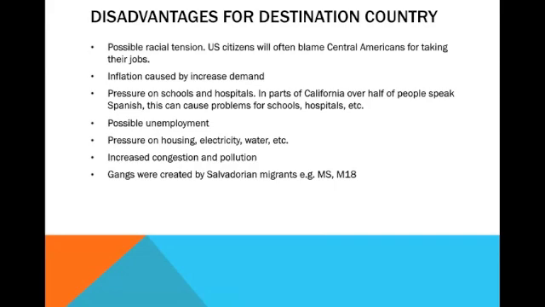Lastly, there'd also be more congestion and pollution. Okay? So more traffic and more pollution because there are just more people. And lastly, gangs can be created in the destination country, e.g. gangs were created by Salvadorian migrants, e.g. the MS and the M18, which are just street gangs and drug trafficking.